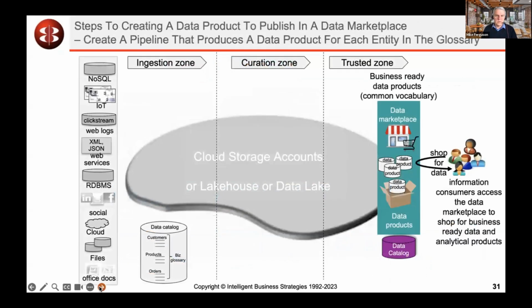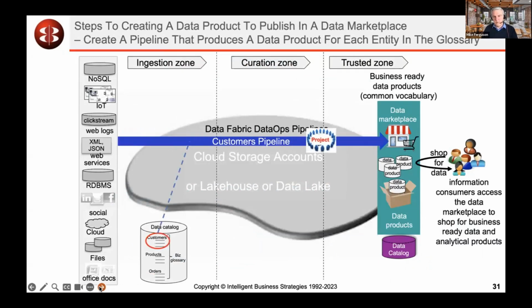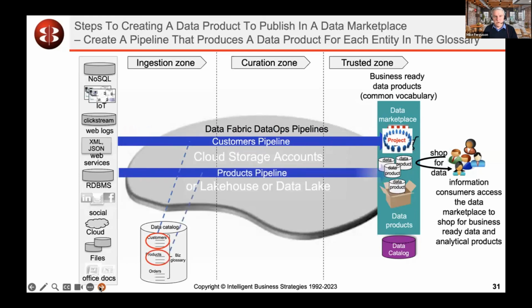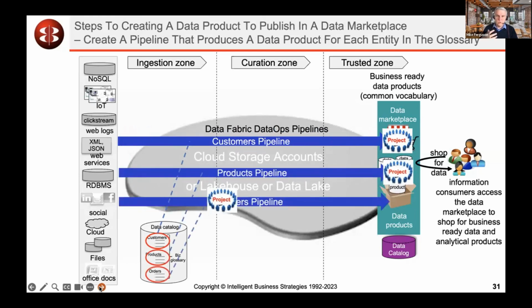that allows us to build things quicker. And so ultimately, for the data products defined within your business glossary, we can then build the pipeline to produce that data product, whether it's for customers or products or orders or whatever it may be, and then publish those within a data marketplace.